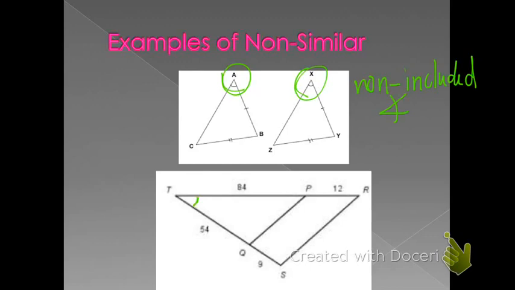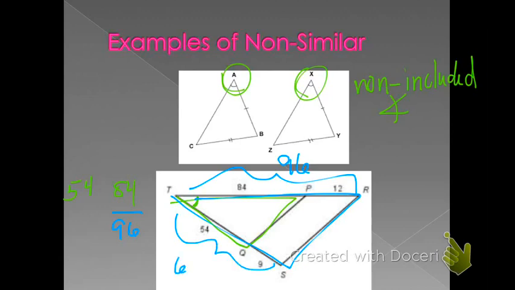This one, they share the angle up at the top, so T is congruent to itself. So then we have our small triangle, I'll do that one in green, and we have 54 and 84. Then we're looking at the larger triangle, which I'll do in blue. And this altogether is 96, and this altogether is 63.